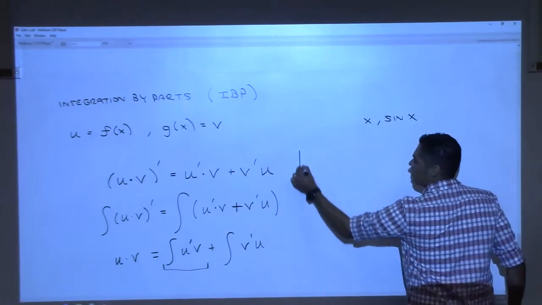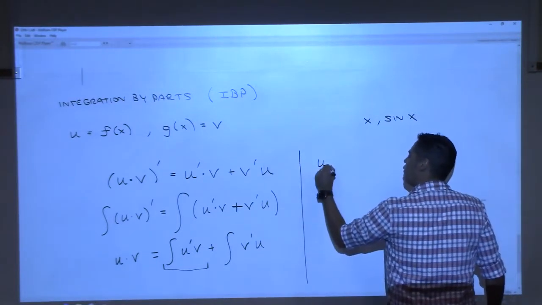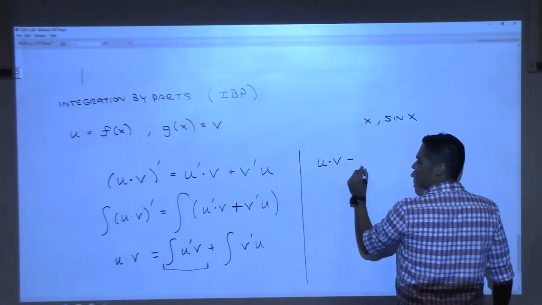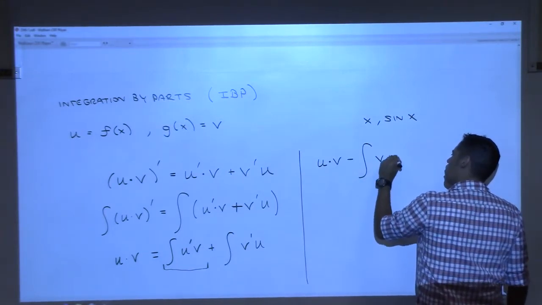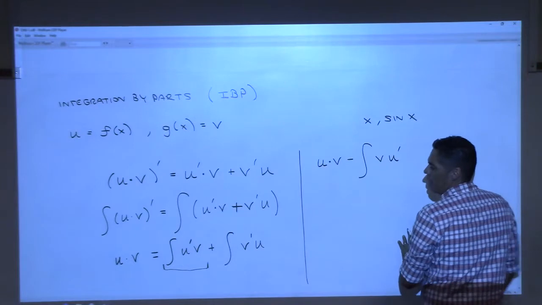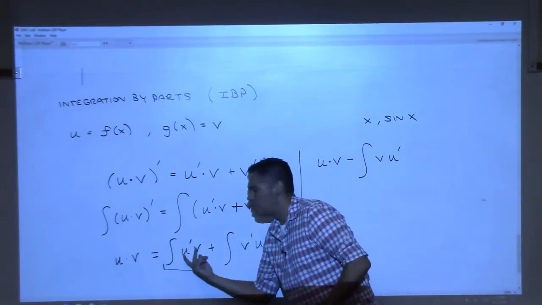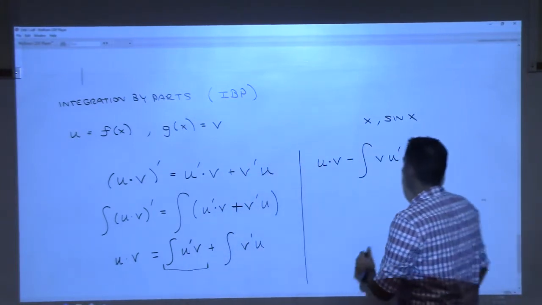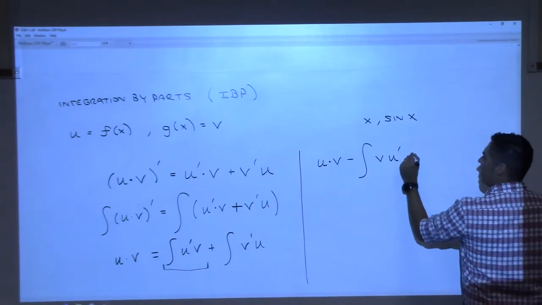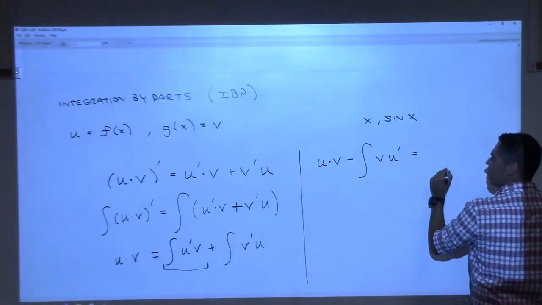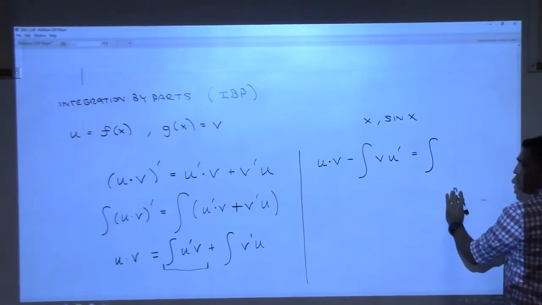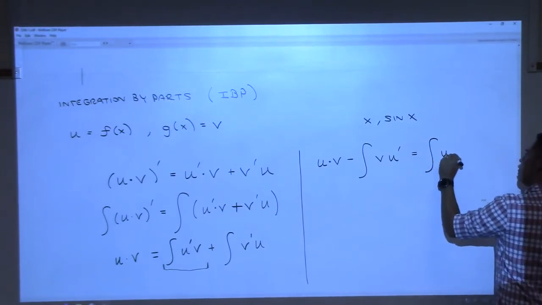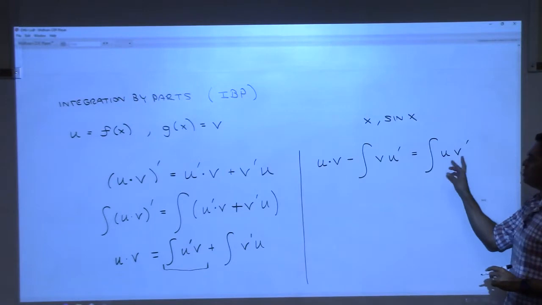So here's where I'll be. I'll have u times v minus the integral of v u prime. Now notice I took these and just switched their order because it's multiplication. You'll see why in a second. And then equals, what's still over here on the right hand side? Integral v prime u. So can I write that u v prime? Same thing, multiplication can flip.